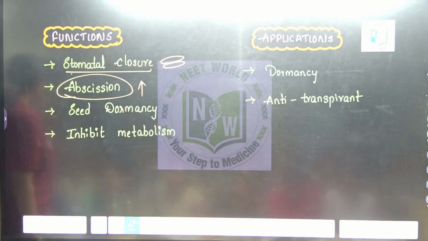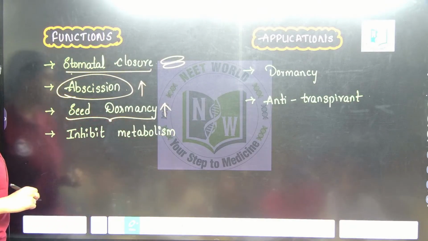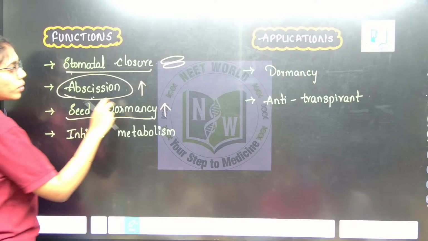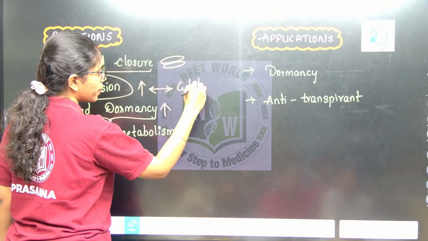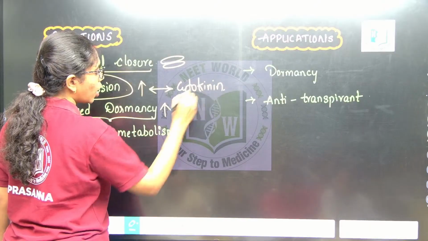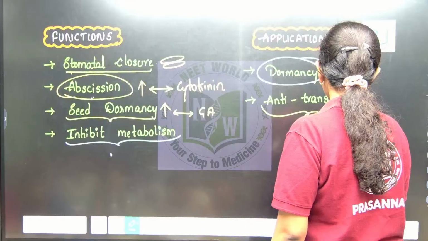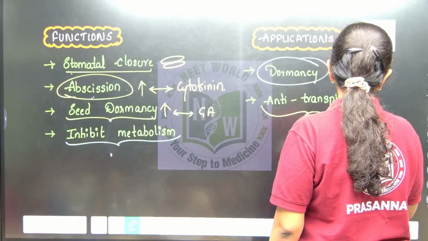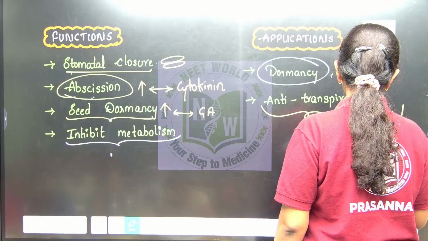It will reduce the burden of the plant, like how I told you. And then seed dormancy, it promotes seed dormancy. When abscission you have to take, this is antagonistic with cytokinin. When seed dormancy you have to take, this is antagonistic to gibberellic acid, or heat stress.